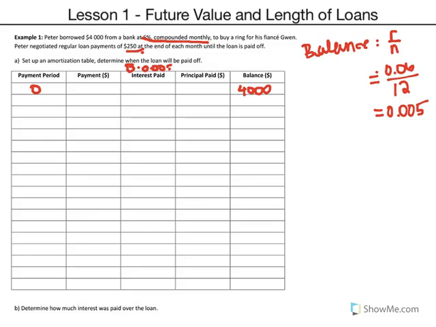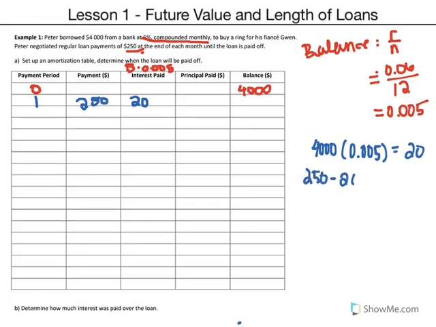So the way that we fill out this table is first we say it's month 1. Our payment is $250. Now we're going to calculate our interest. So we take 4,000 and multiply it by 0.005, and you'll get 20. So for the first month, Peter is paying $20 in interest. That means he's going to be paying $250 minus $20, which is $230.